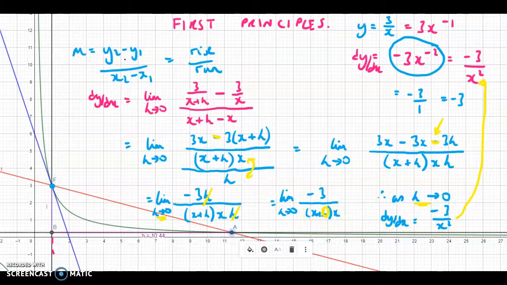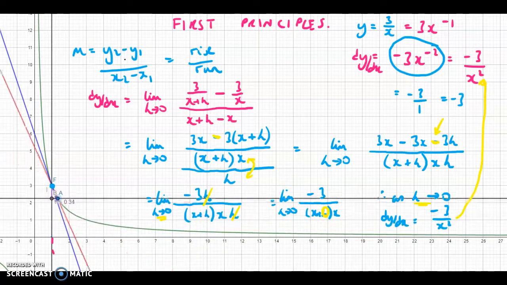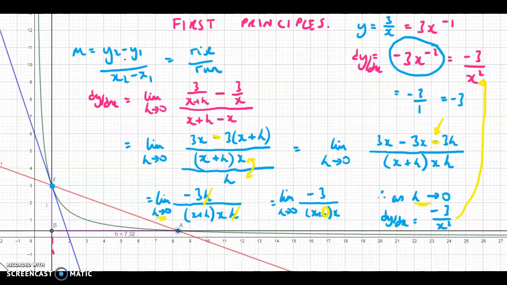So hopefully you found that useful. Hopefully you like the visual of seeing that as h turns towards 0, it becomes the instantaneous rate of change. And all it is is just practice and good luck. Thanks for watching.